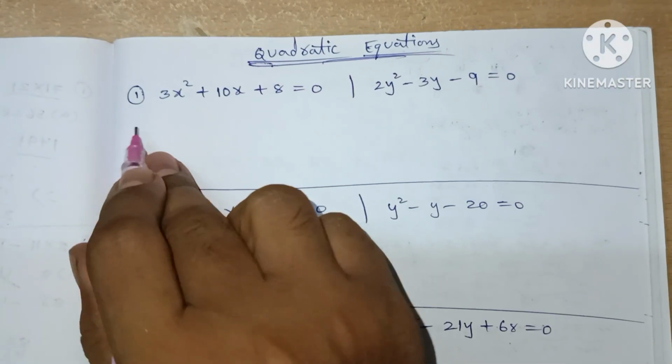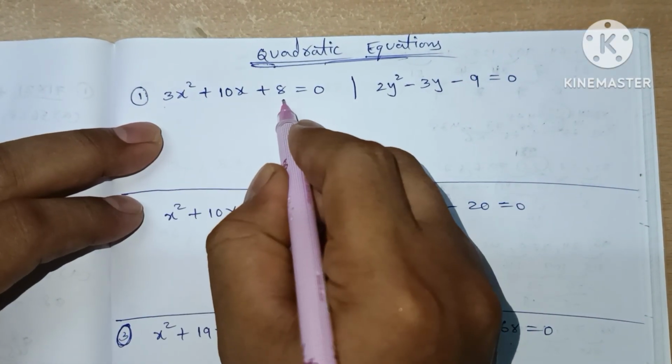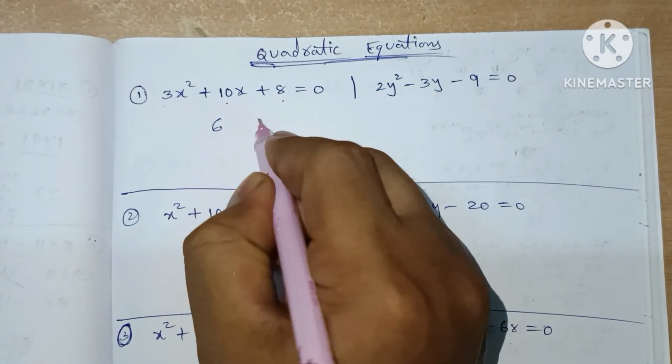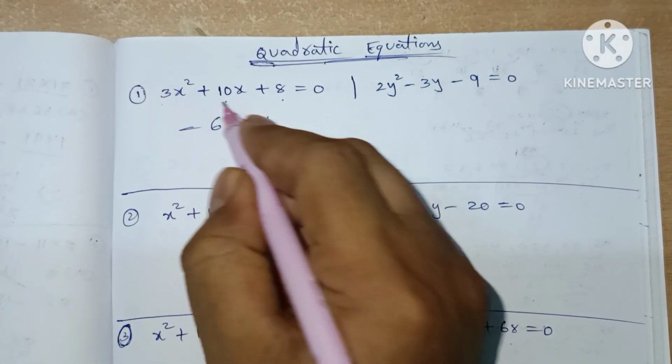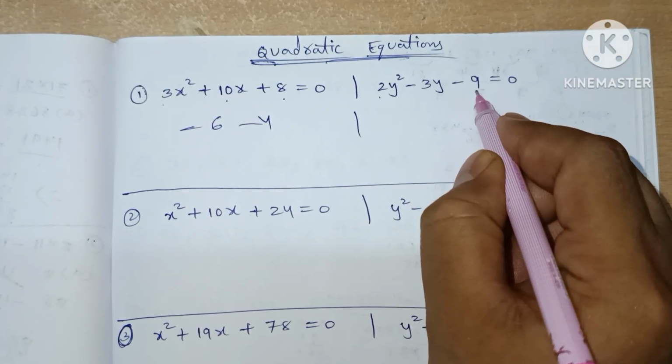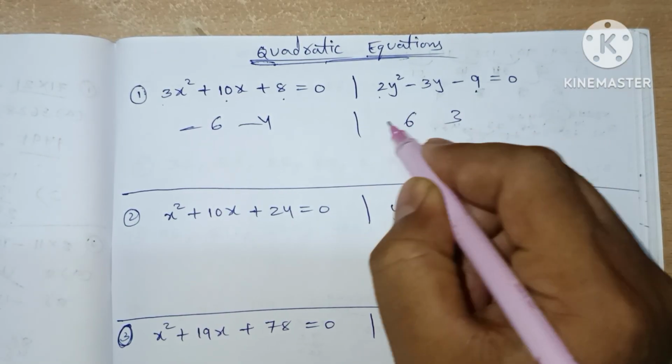Now we are going to see quadratic equations. 3 eights will be 24. We need to get 10. 6 fours is 24 and we get the 10. Roots are negative. Here this will be 18. 18 means 6 threes.